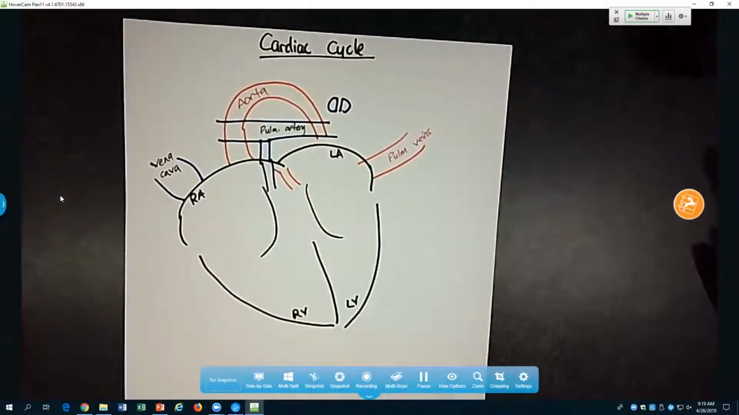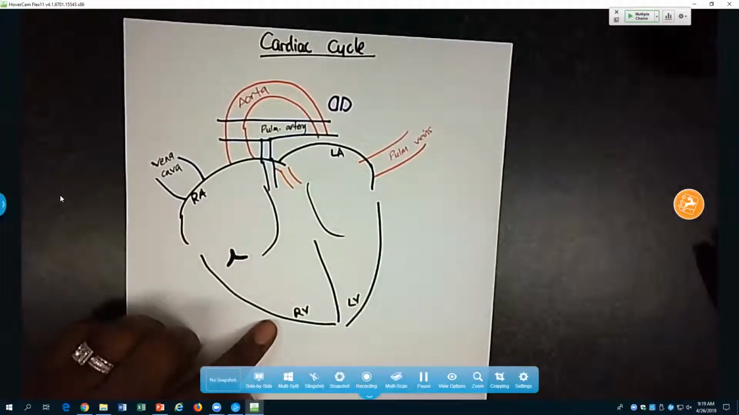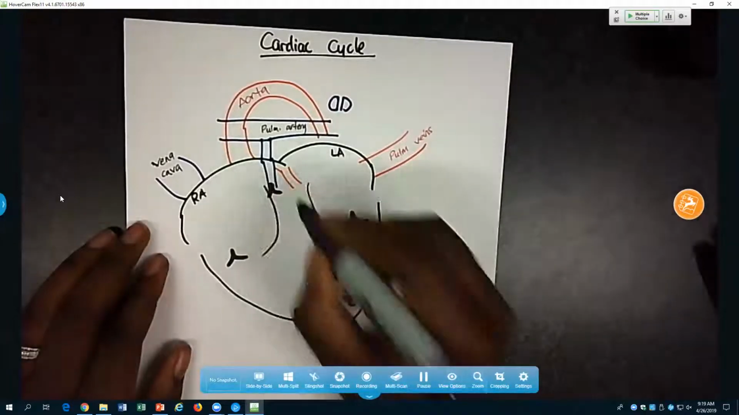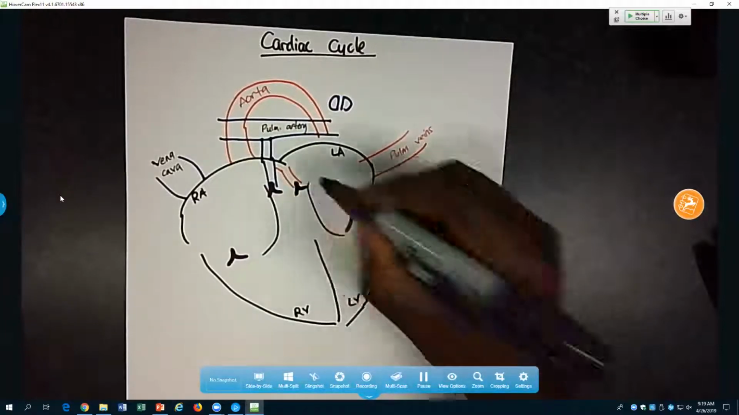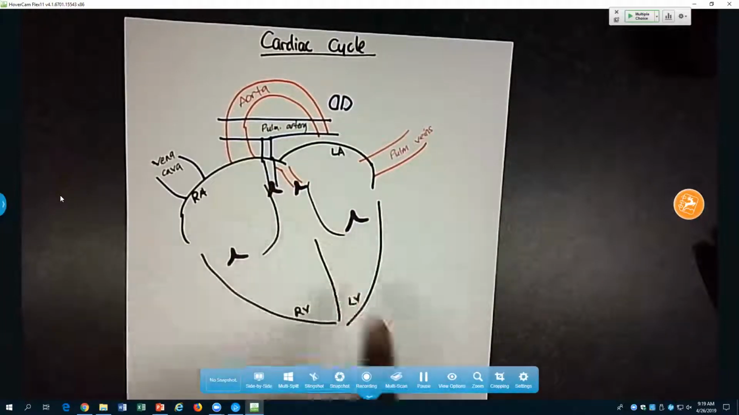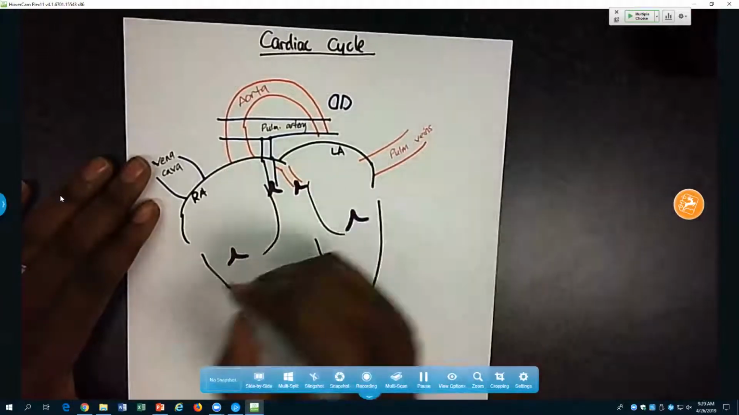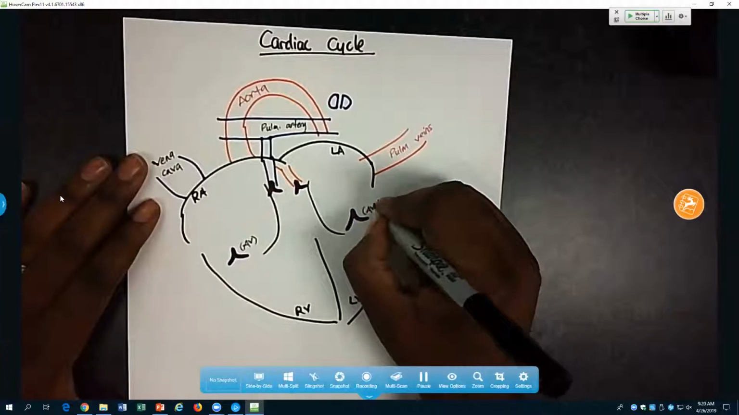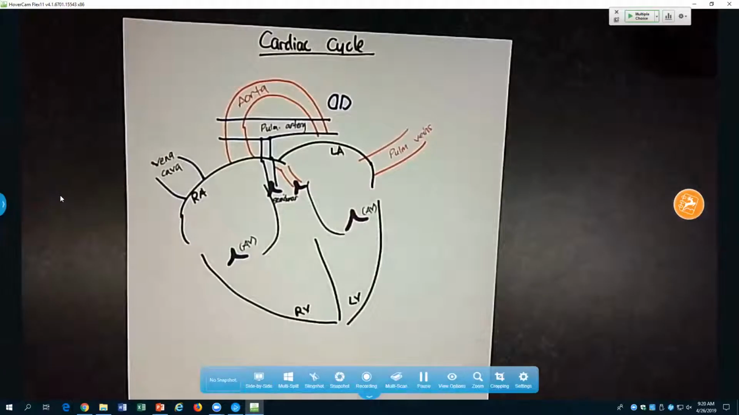Now we also want to put our valves in, just so we know what valves blood is flowing through. So we got a valve here between the right atrium and right ventricle. We got a valve here between left atrium and left ventricle. We have a valve between the right ventricle and the pulmonary artery. And then we have a valve between the left ventricle and the aorta. So this is continuous with the aorta. All right, let's just name those here. So this would be an AV valve. This would be an AV valve. And these would be semilunar valves.